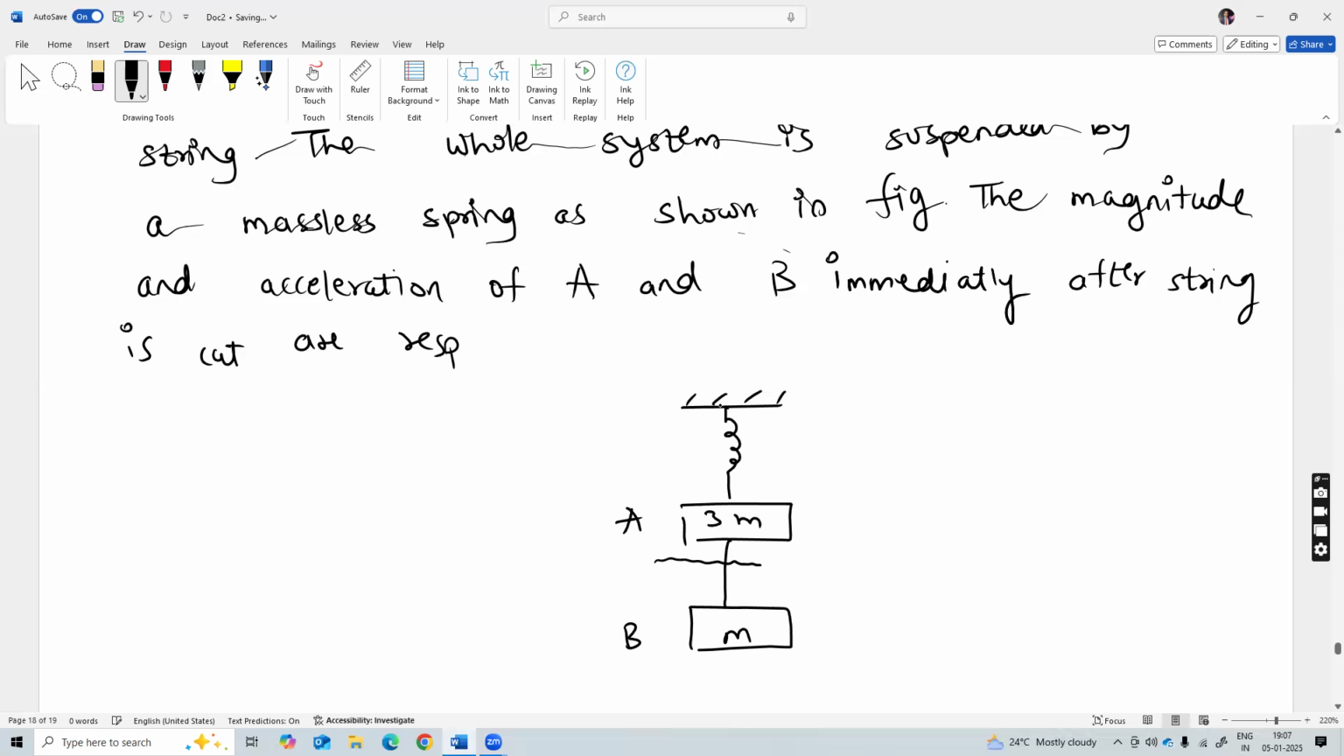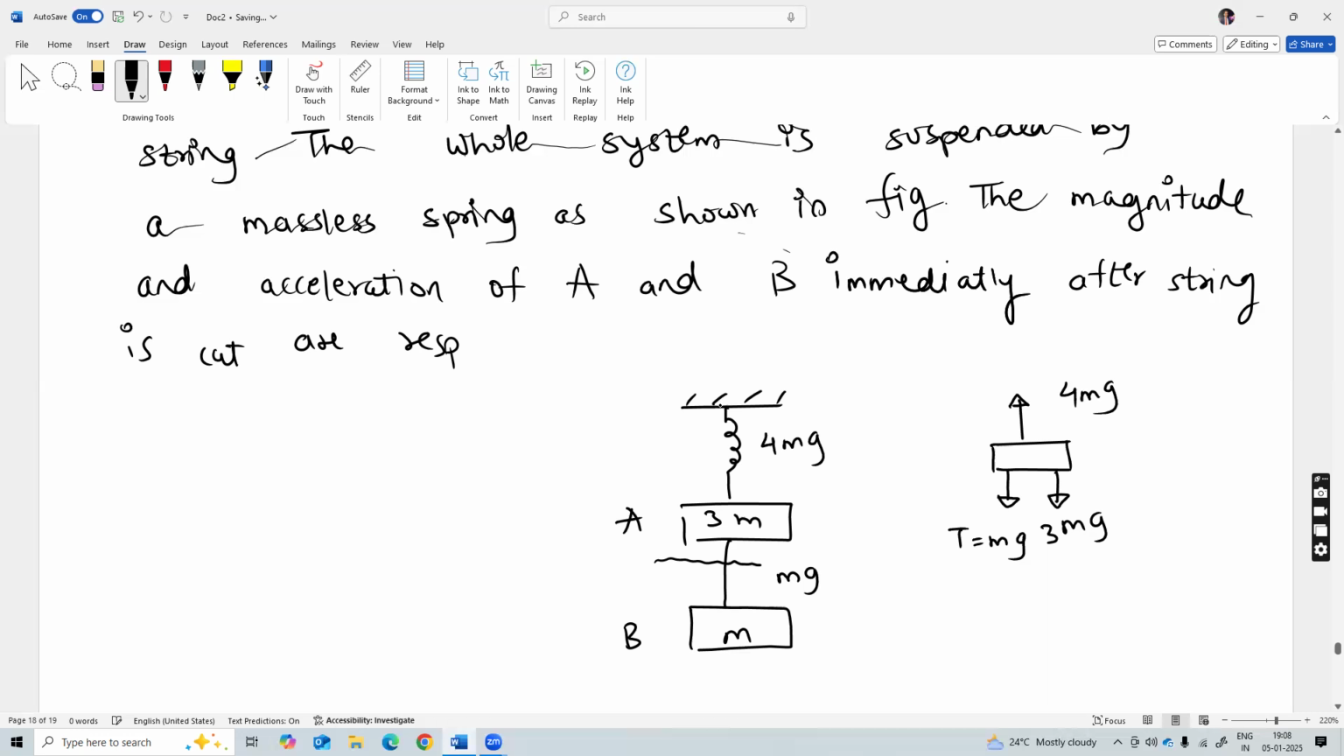If you draw the FBD, you will find that the tension in this part will be mg, and the tension in this part will be m plus 3m, that is 4m, so it will be 4mg. In spring, it will be 4mg; in string, it will be mg. Now if we draw the free body diagram of this mass A, there is this tension mg, there is weight 3mg, and there is tension of spring, that is 4mg, acting upwards, and it is in equilibrium.